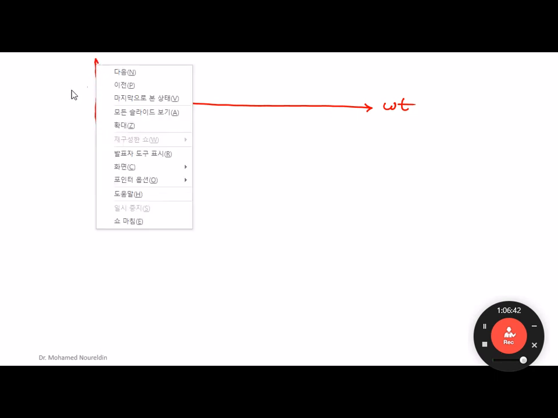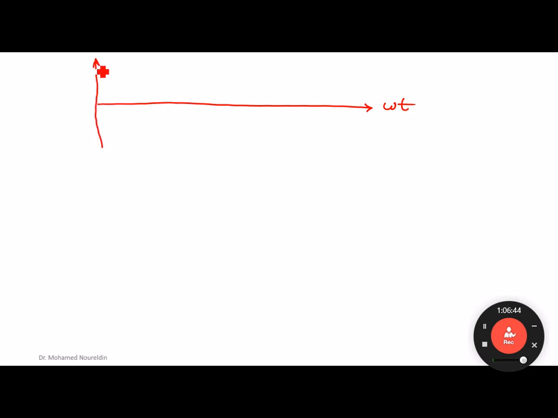So we can go here, for example, and I'm going to draw different axes here. Let's assume that this axis is omega t. Here it is going to be versus y, and then here we're going to make the same.